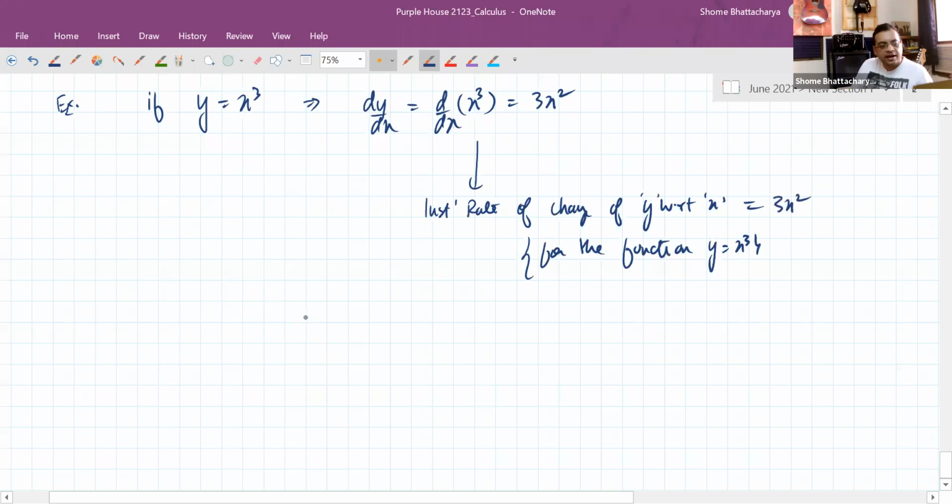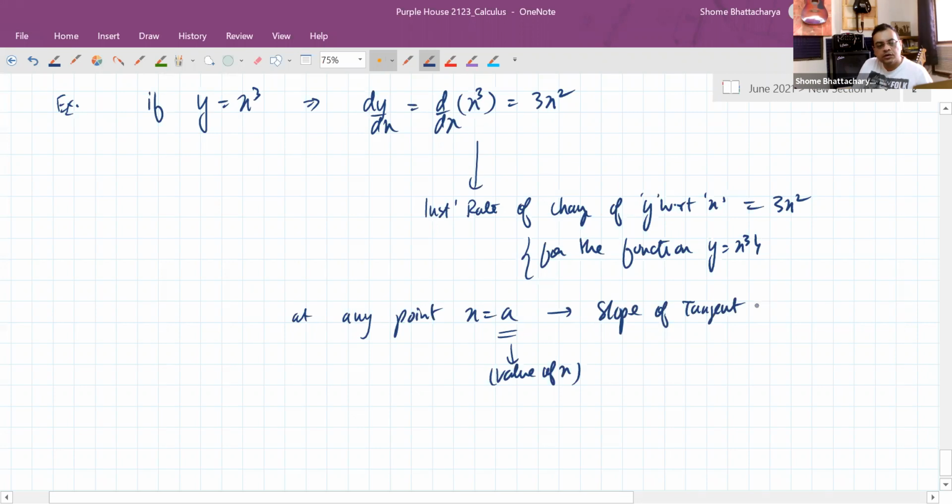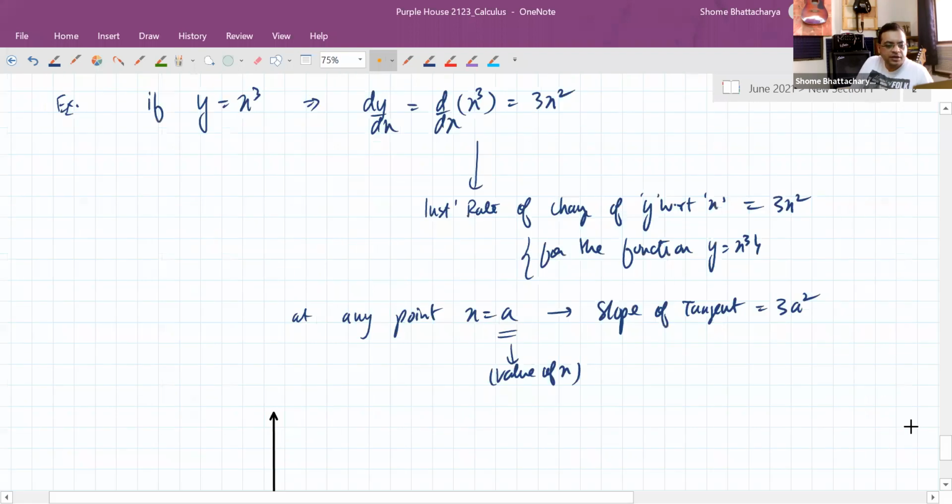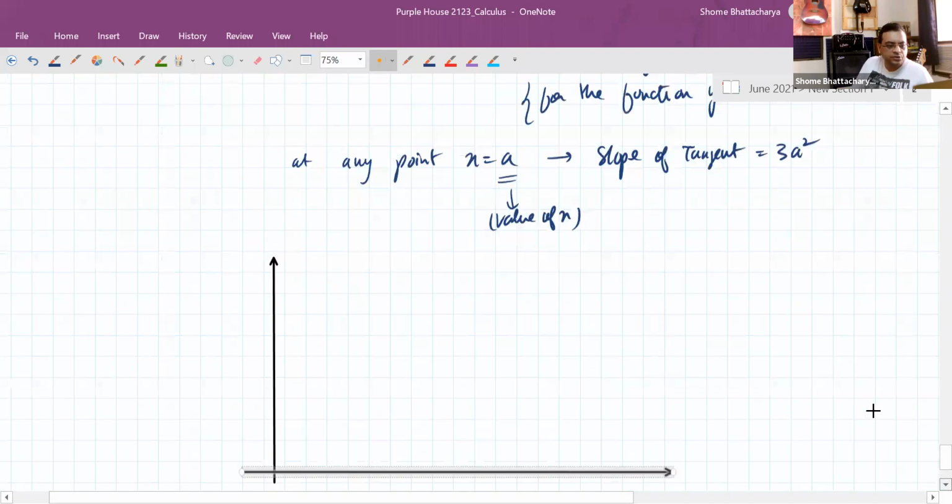So that means that at any point, let's say x equal to a, where a is some specific value, the slope of the tangent is equal to 3a square. So let's understand that with an example. If you think of the graph of y is equal to x cube, you can understand it's a curving graph because y increases very rapidly with x. Let's just visualize this on the graph first.